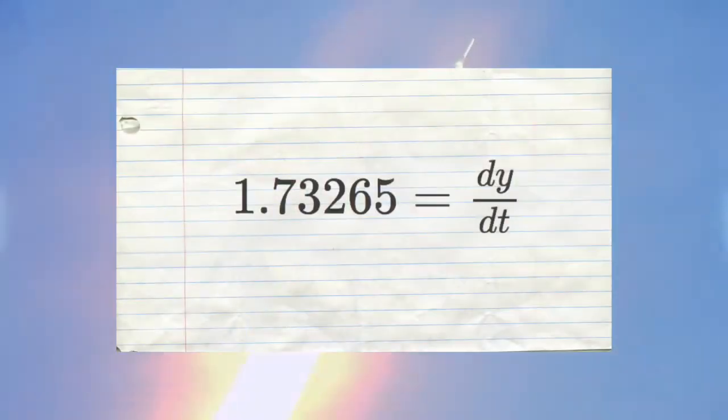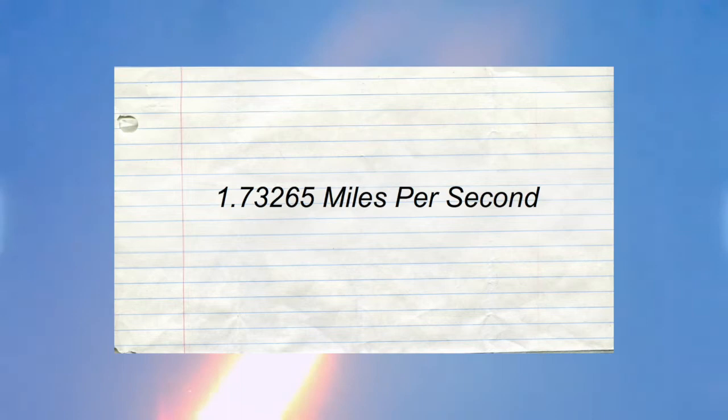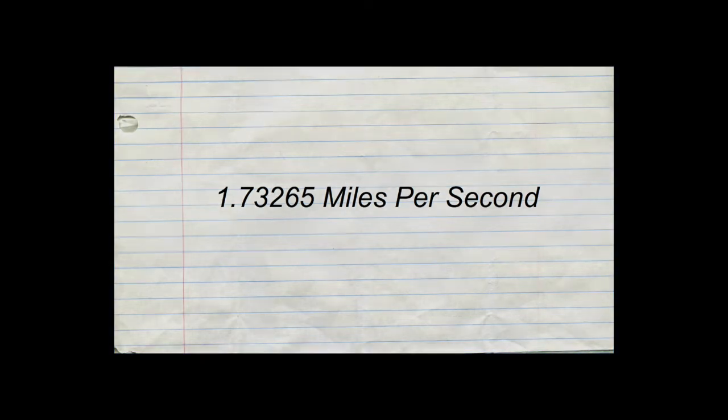dy/dt is equal to 1.73265 miles per second. This means at that moment, the Saturn V rocket is traveling at 1.73265 miles per second.